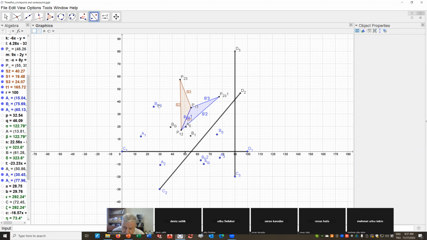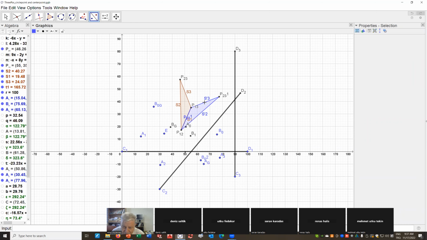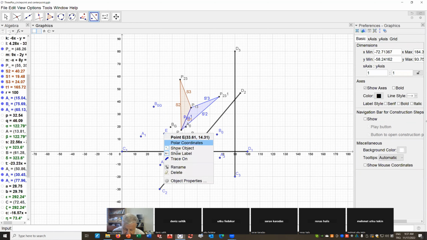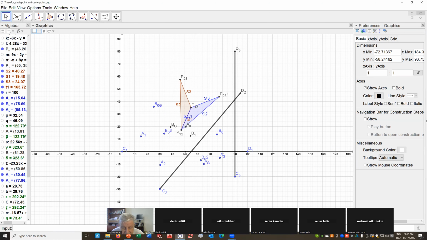I have taken the image with respect to side 2. If I take the image of B0G with respect to side 3, this point will be B03. Okay?